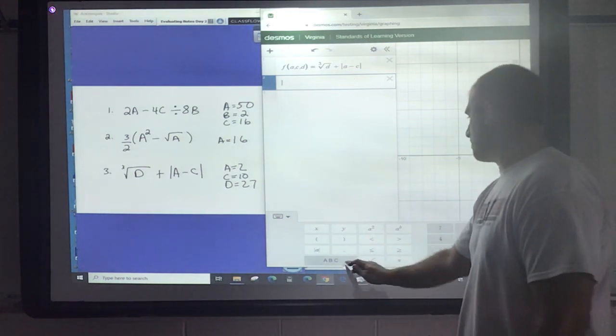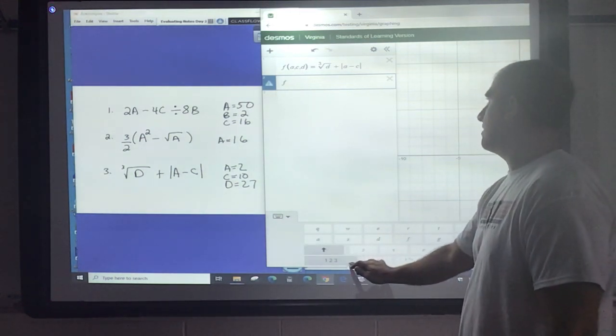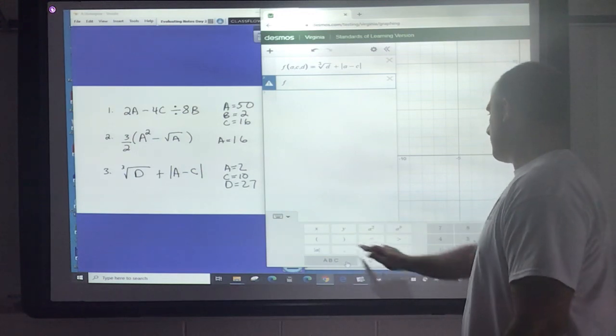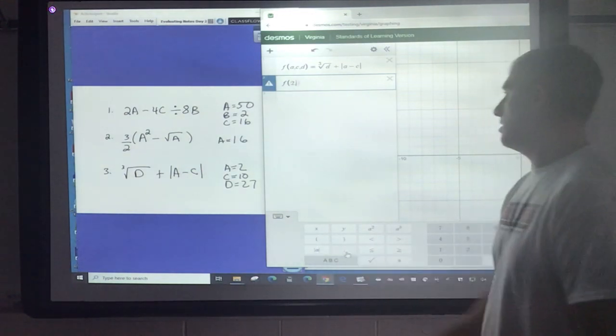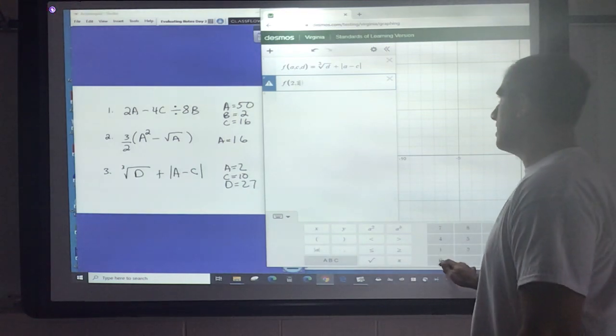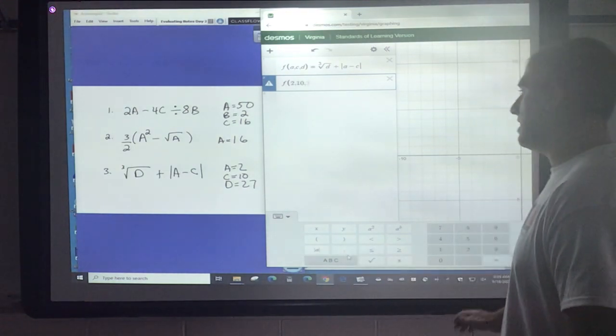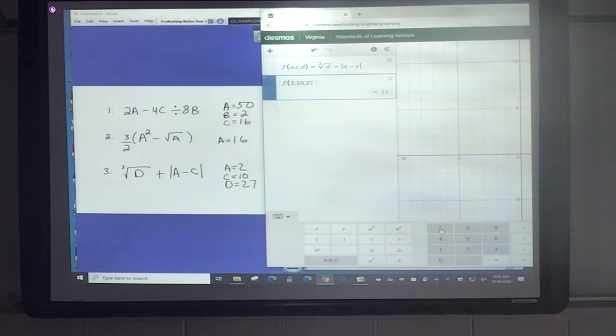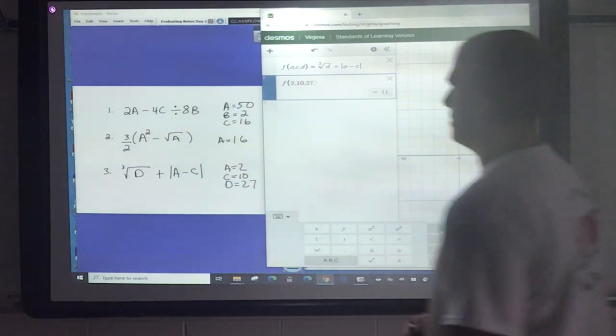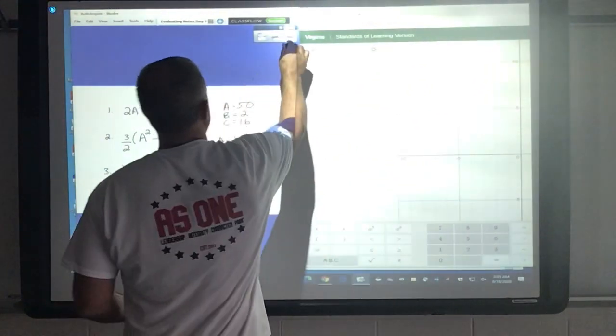So now I'm going to put the function, what the amounts are. F, parentheses, I got A is 2, C is 10, and D is 27. If you go in alphabetical order, it also will dramatically help you. So that's that one.